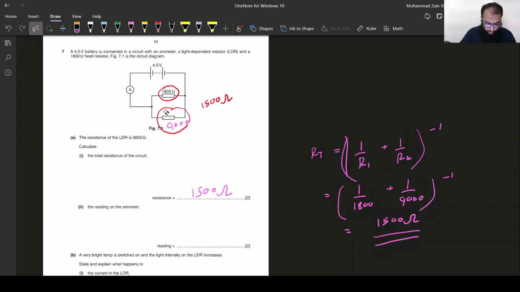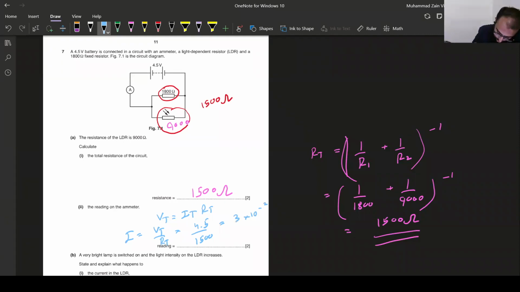Now the reading on the ammeter. For that, I simply again apply the formula VT equals IT times RT, so I equals VT divided by RT. The total voltage across this circuit is 4.5 and the total resistance is 1500. So my current comes out to be 3 times 10 to the power negative 3 amperes, which I could also write as 3 milliamperes. So this is how you do it.